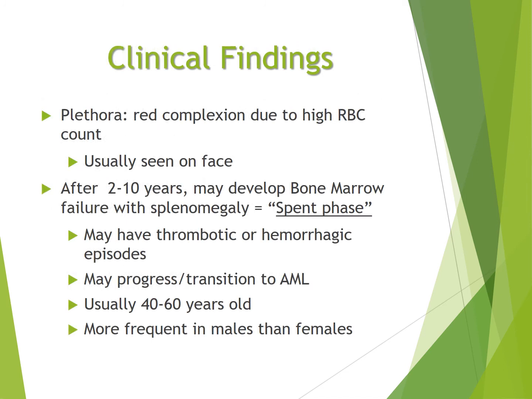Due to the high red cell mass, you can see that patients sometimes have plethora, which is a red ruddy complexion on their face. Now it goes into phases as well, which progresses to a spent phase in few patients. Here in this phase, patients experience progressive enlargement of the spleen or the liver, and then eventually pancytopenia. They may also exhibit the triad of bone marrow fibrosis, anemia, splenomegaly, and teardrop-shaped poikilocytes.